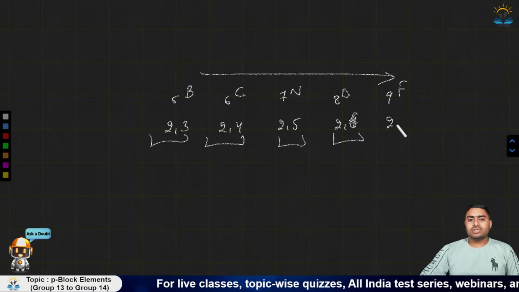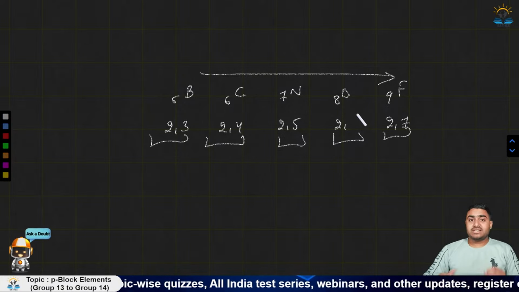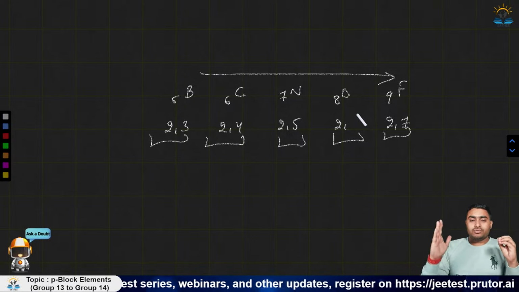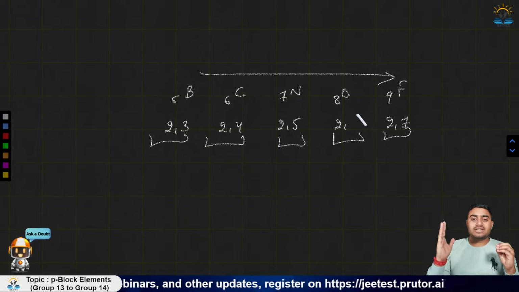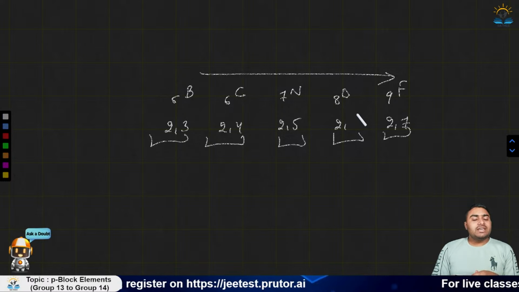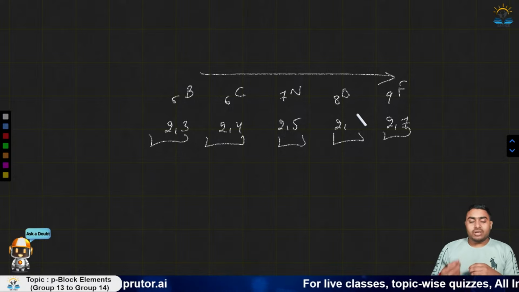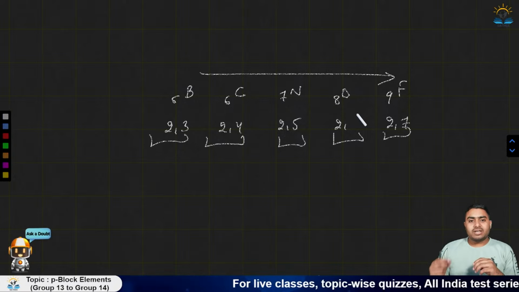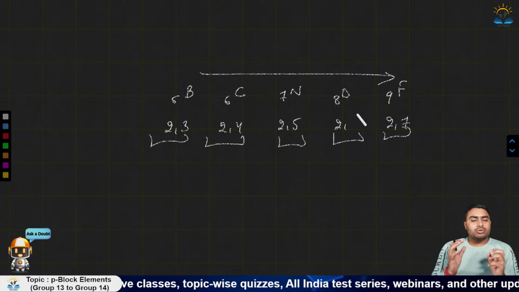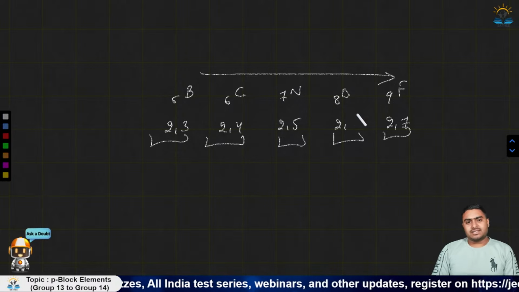In each case only 2 shells are there. So if only 2 shells are there, that means the number of shells is fixed, but the number of protons and electrons is increasing. So what is happening? The outermost shell is coming closer and closer to the nucleus due to attraction, right? Due to the increase in Z effective, that means due to the increase in effective nuclear charge, the outermost shell comes closer and closer to the nucleus, and size decreases.